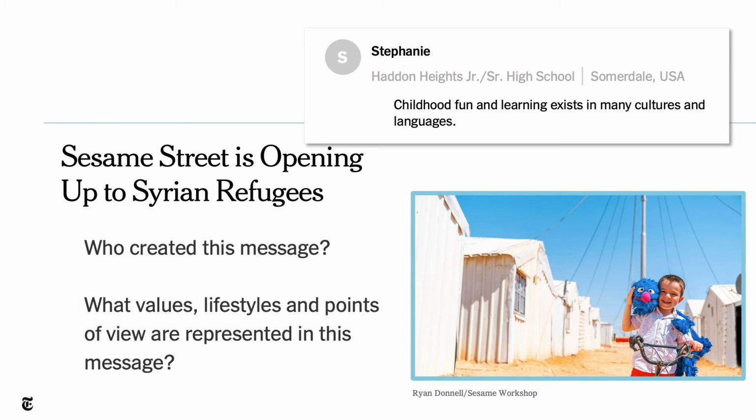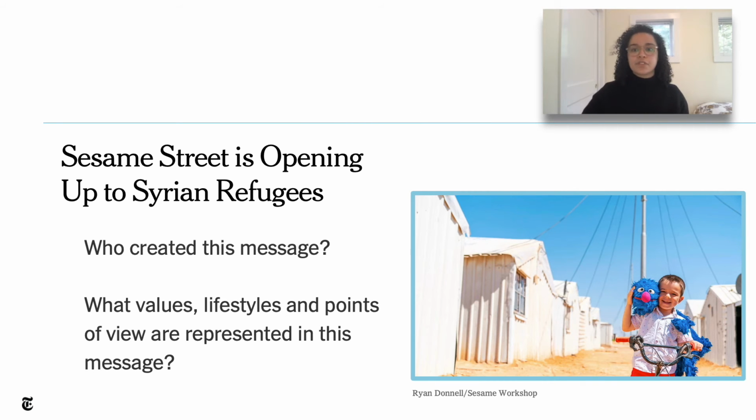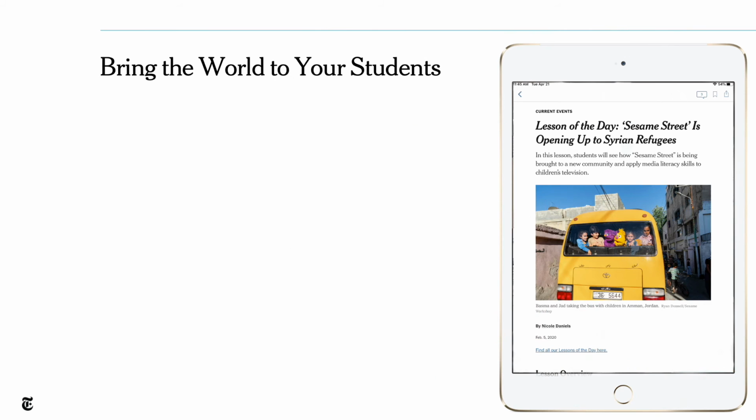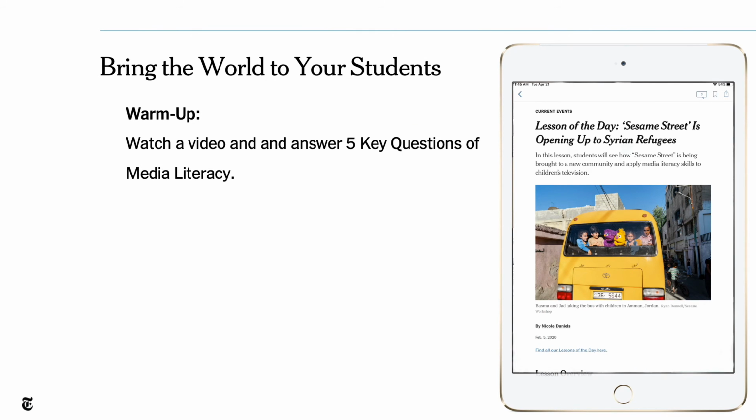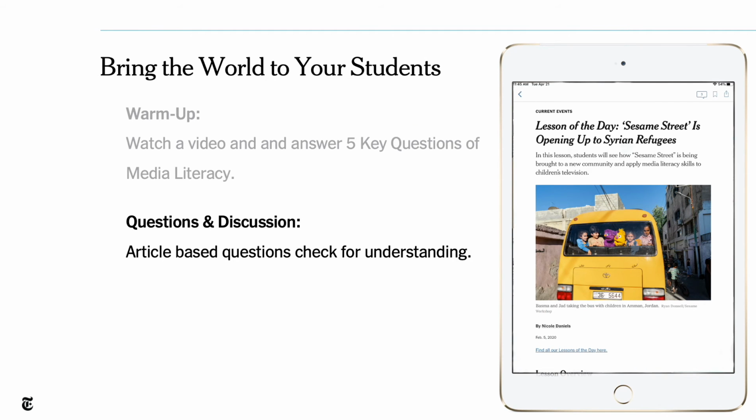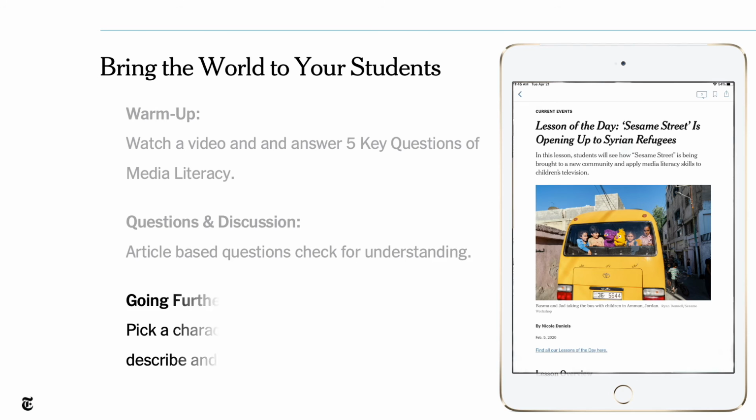So these kind of media literacy skills are a way that we thought would be effective to go into this article that further discusses the Sesame Street in Syria. And the next section after students do that warm up is questions and discussion. So once again, those comprehension and not quite comprehension, going a step further, questions about the article.